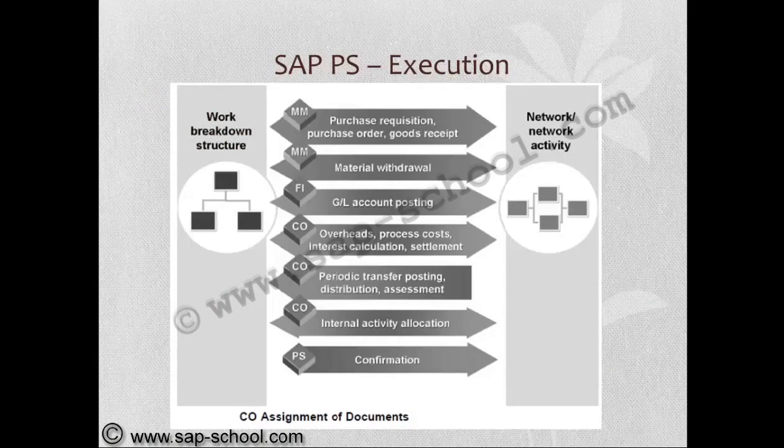Here we can see in a single screen the various CO assignment documents like purchase requisitions, purchase orders, and goods received from material management, material withdrawals, and general ledger account postings in financing, overheads, process costs, interest calculation, settlement in controlling, periodic transfer posting, distribution, assessment in controlling, internal activity allocation in controlling, and confirmation from the project system. So this entirely happens in the work breakdown structure and network with network activities.